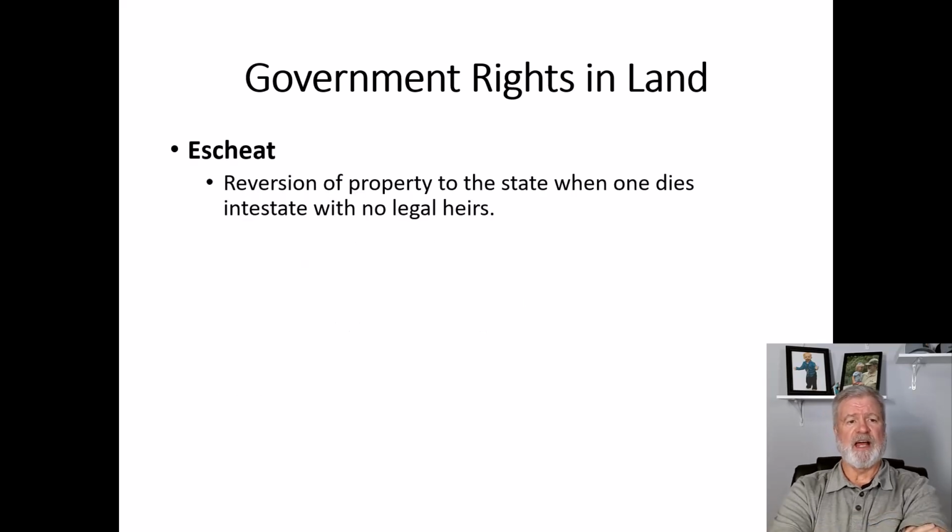Another right the state has is something called escheat. Escheat takes place when someone dies intestate. Intestate means you died without a will. Testate means you died with a will. Well, if you die intestate or without a will, and the state cannot locate any legal heirs, then what's going to happen to any property you leave behind? It reverts over to the state via escheat. So now the state will own the property.